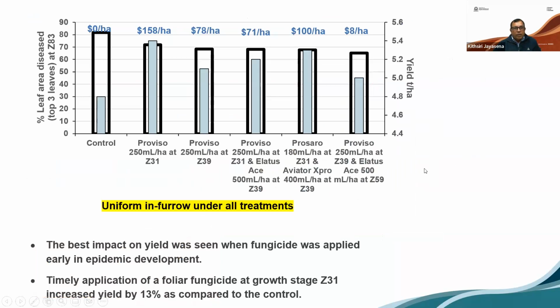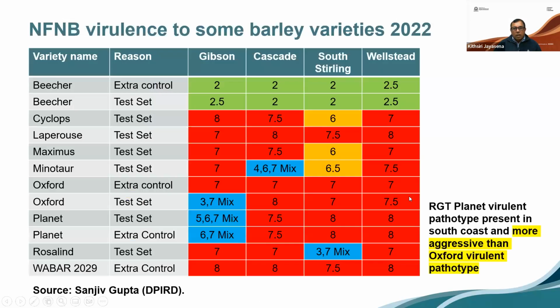This indicates what happened with the fungicide treatments, the foliar spraying to control net blotch. The open bars indicate the percent of disease, and the colored bars indicate the yield. The best results were achieved by early spraying, and spraying at 31 had a 13% yield increase.